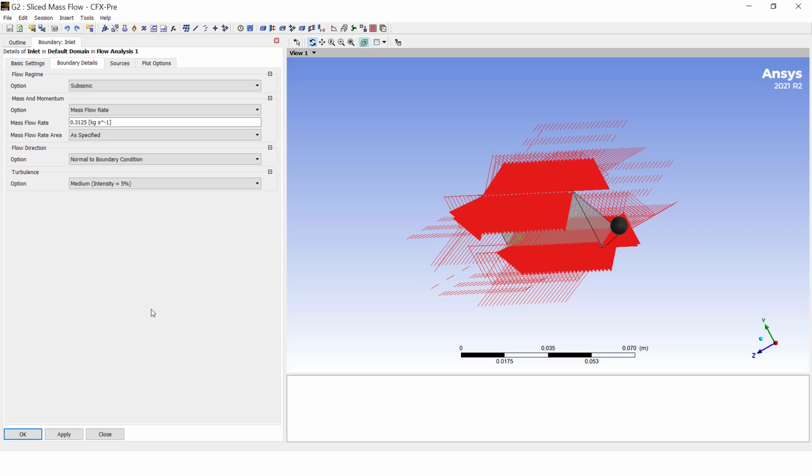The first one will be the complete 3D geometry with 5 kilograms per second. The second one is the slice geometry with the same 5 kilograms per second. And the third case is the slice geometry, but using a smaller mass flow rate, 0.3125, that is the 5 kilograms per second divided by 16. Then let's look at the results and see what happens to the velocity.